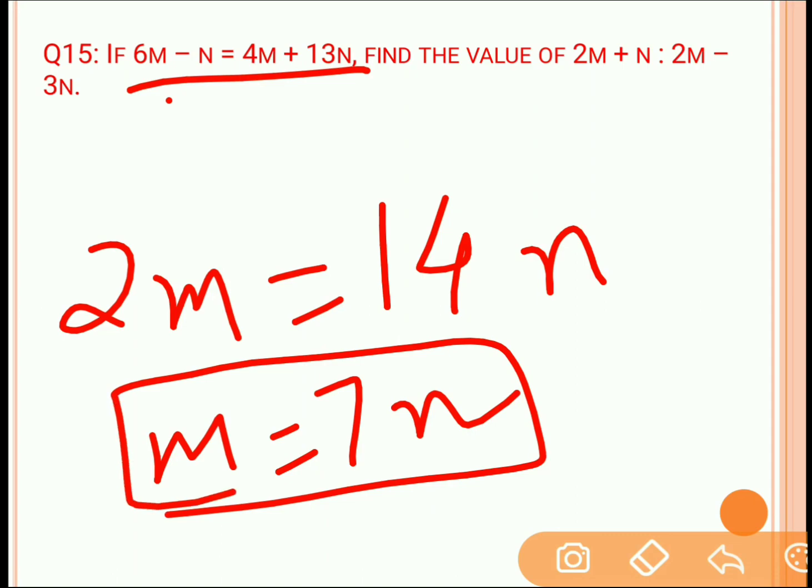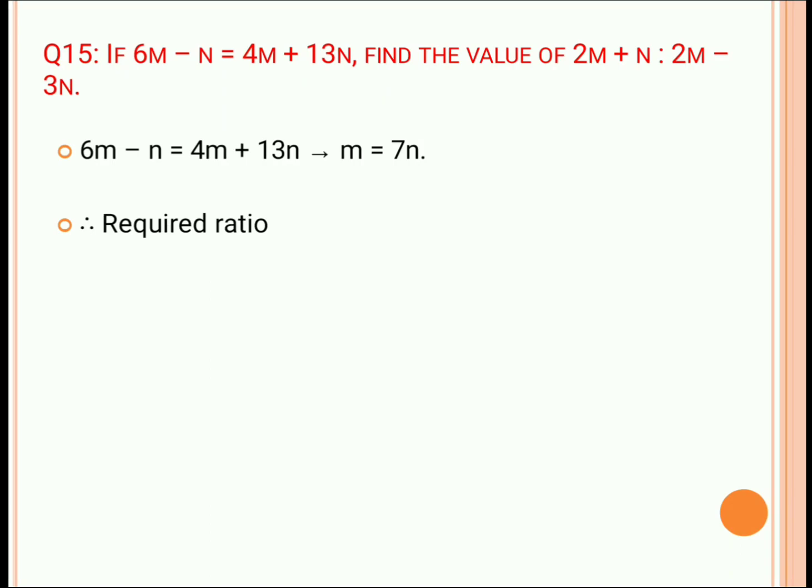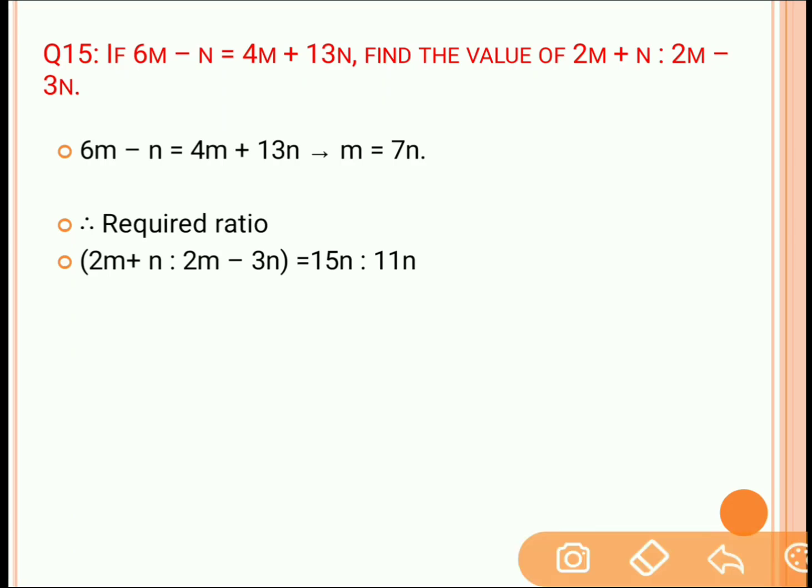From this relationship we can find out this given ratio, that is 2m plus n upon 2m minus 3n, and from this we have to replace m with 7n in this given problem. So let's do it. So the required ratio will be 2m plus n is to 2m minus 3n, which is equal to 15n is to 11n.